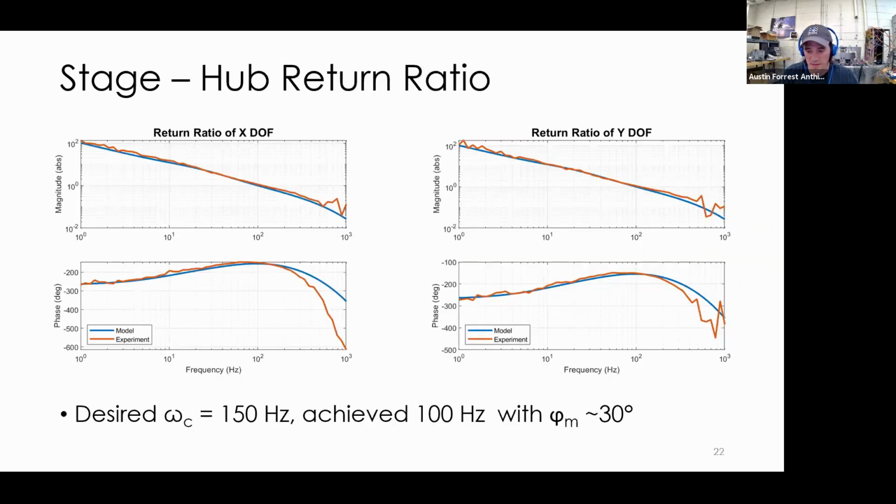Here are the return ratios we got for the hub actuator, the X and Y degrees of freedom of the stage. You can see it looks fairly close to what we wanted. The original target crossover frequency was 150 hertz. I ended up so far settling for 100, hoping to push that up a little bit, but you can see that there's this phase fall off, which is faster than what I was expecting. This model contains the time delay from the control loop. So I'm still trying to trace through and figure out what the extra phase shift is from, and that's consistent through the different degrees of freedom.